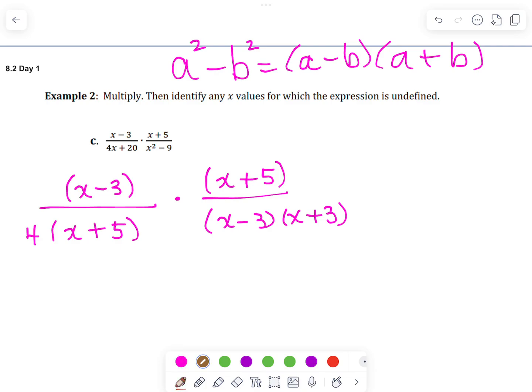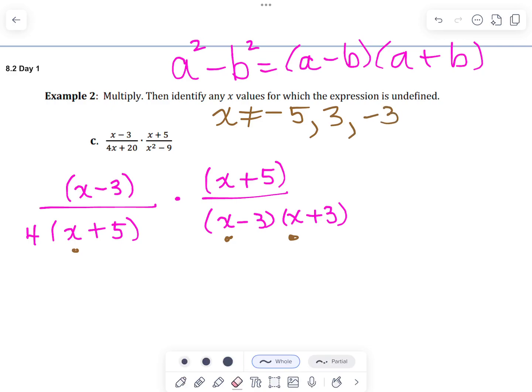All right, before I start canceling, I'm going to identify the domain restrictions. So what can x not be? So if we look here, we do not want that x to be negative 5. If we look here, we don't want that x to be 3. And then we don't want the x to be negative 3. So those are our domain restrictions.